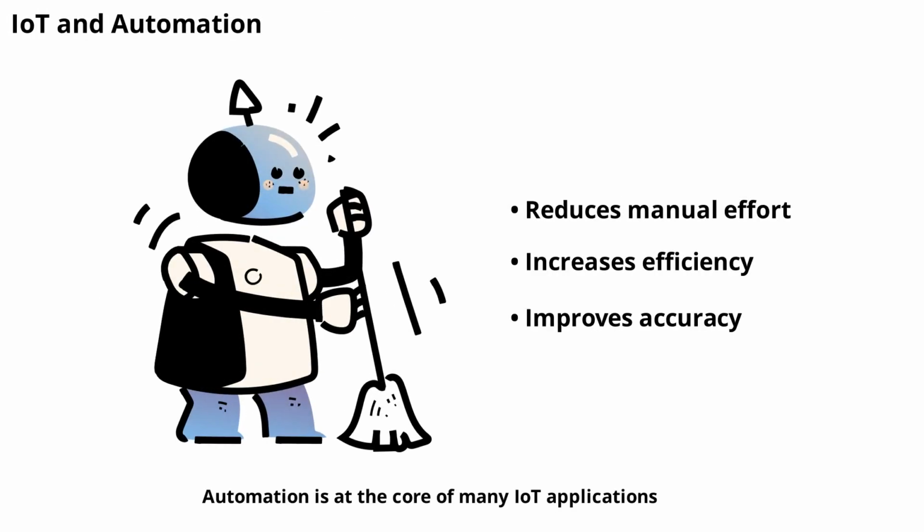Automation is at the core of many IoT applications. Devices can perform tasks automatically based on data and predefined rules, reducing the need for human intervention. This leads to increased efficiency, cost savings, and improved accuracy in everything from home management to industrial operations.